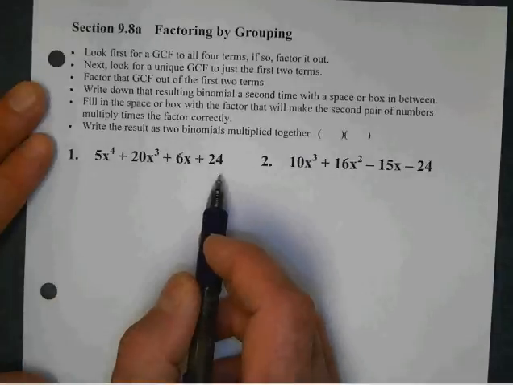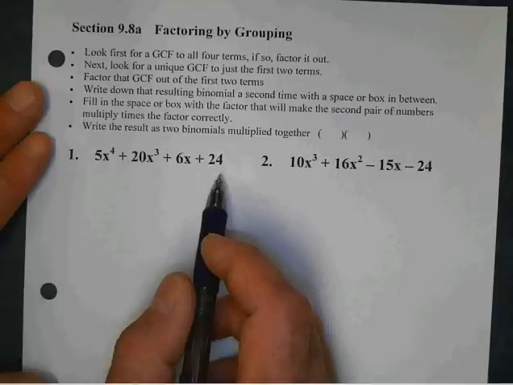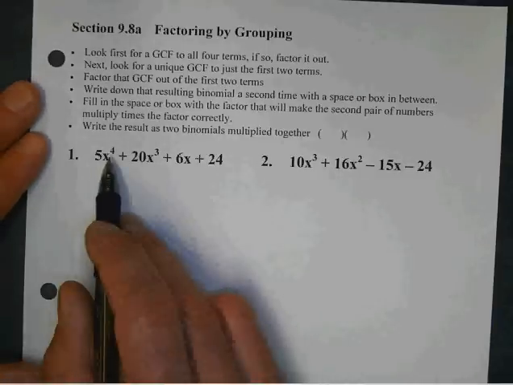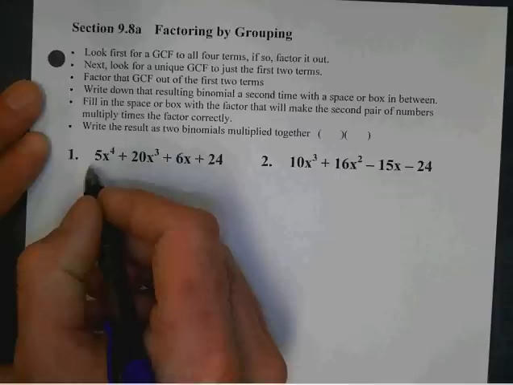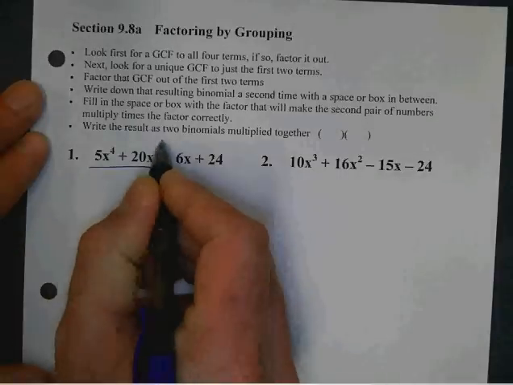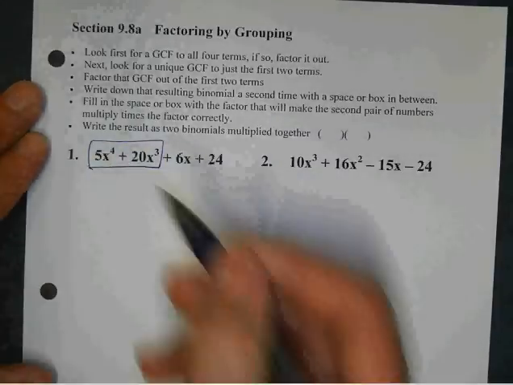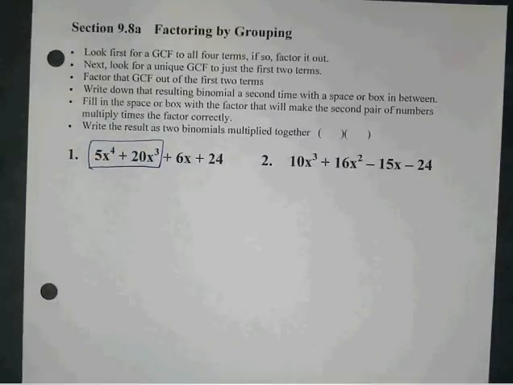Review with me, Luke. What's standard form? Greatest to least. Okay, so 4, then 3, then 1, then 0. So I want you to put a box around the first 2. And I want you to think with me, what is the GCF of the first 2 terms? 5x cubed. Luke says 5x cubed.